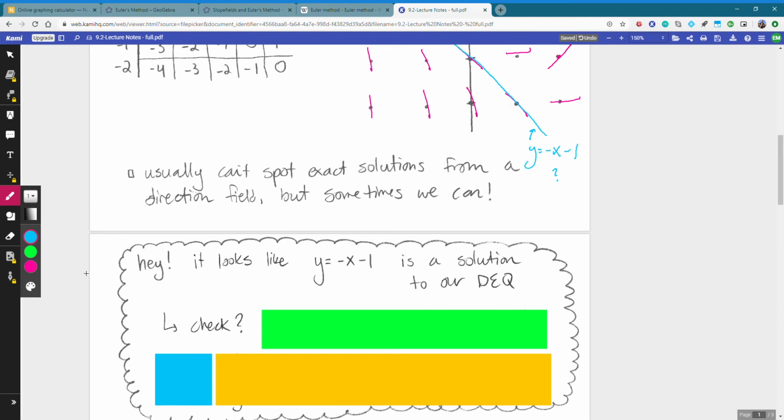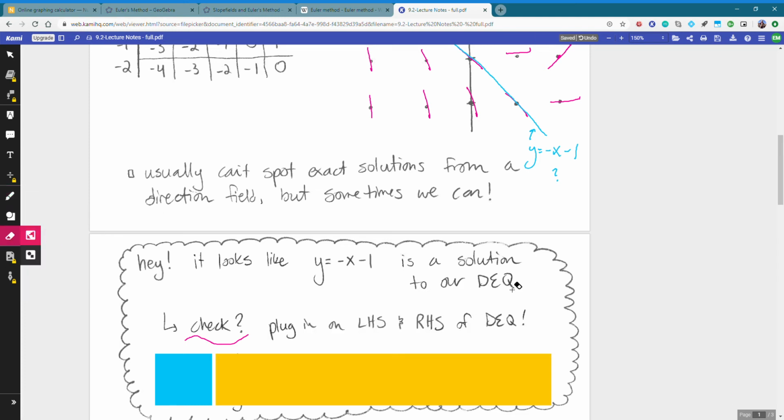Well, how could we actually go through and algebraically check that? How can we check if a function satisfies our differential equation? Remembering back to last time, all right, this is where we just plug in, right? A differential equation has a left-hand side and a right-hand side. We just need to plug in on both of those sides and see if we get the same thing. Pause the video here and work through that with our function here, and let's see if it actually is a true solution to our differential equation.